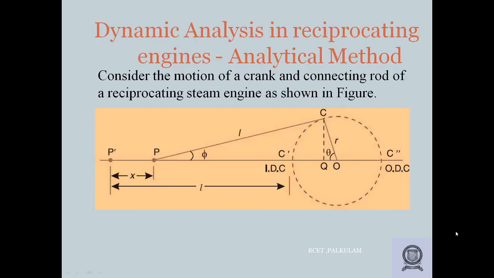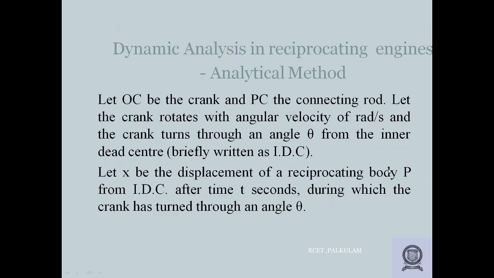The dynamic analysis of reciprocating engines by the analytical method considers the motion of the crank and connecting rod of a reciprocating steam engine. This is the piston, points P' and P, this is the connecting rod, this is the crank, and this is the circle of rotation. This point is IDC and this is ODC, inner dead center and outer dead center. Let OC be the crank and PC be the connecting rod.